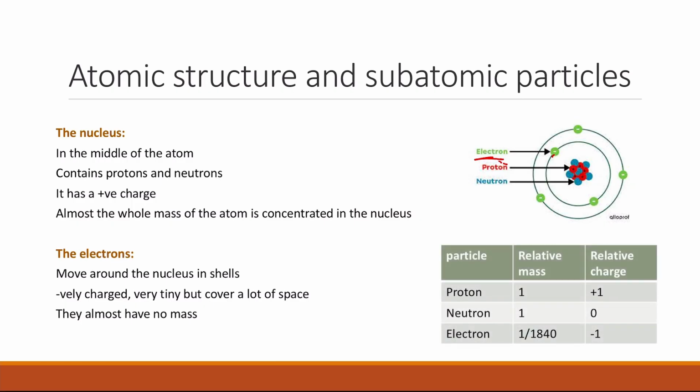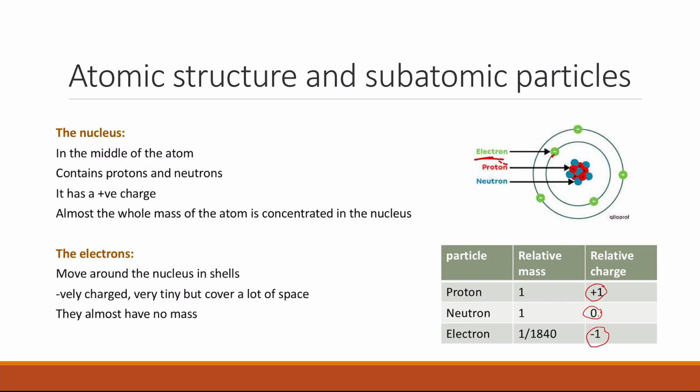So when we look at the relative mass for the different subatomic particles, which are the protons, neutrons, and electrons, we find that the relative mass of protons and neutrons are 1 to 1, while the electron is 1 over 1840, which means it's very tiny when it comes to its mass, and we can simply neglect the mass of the electrons.